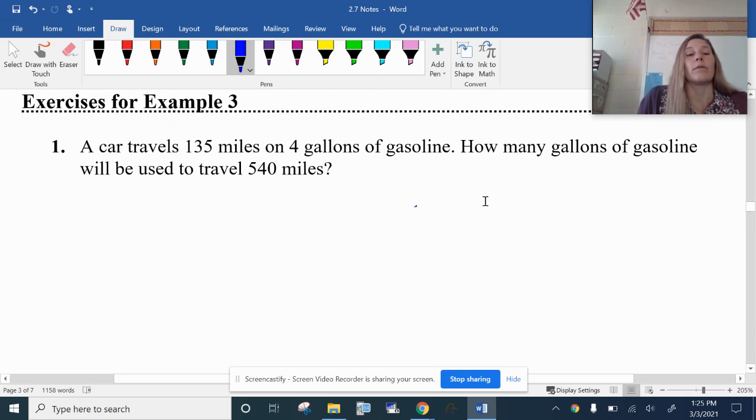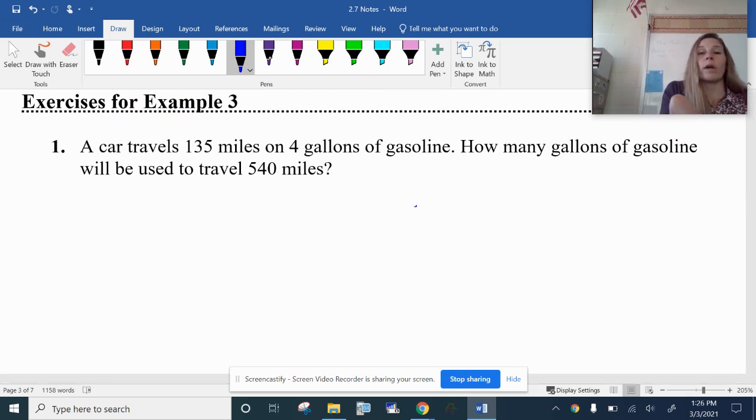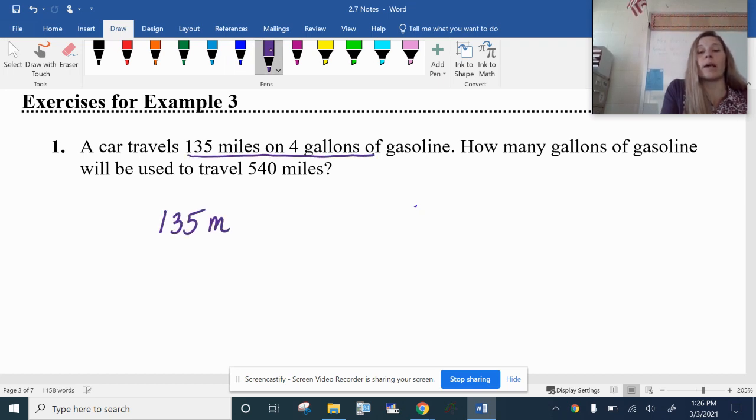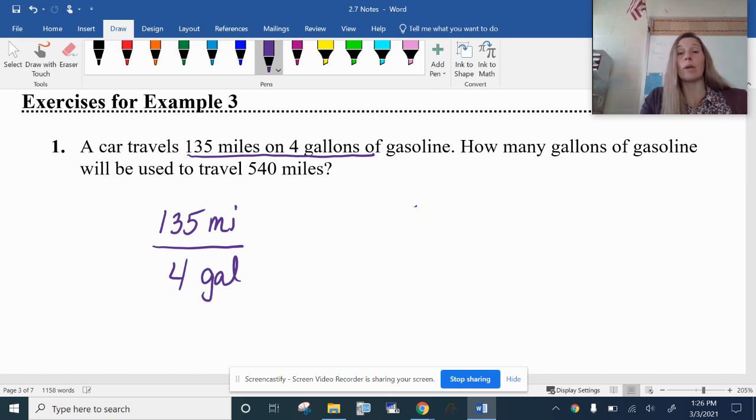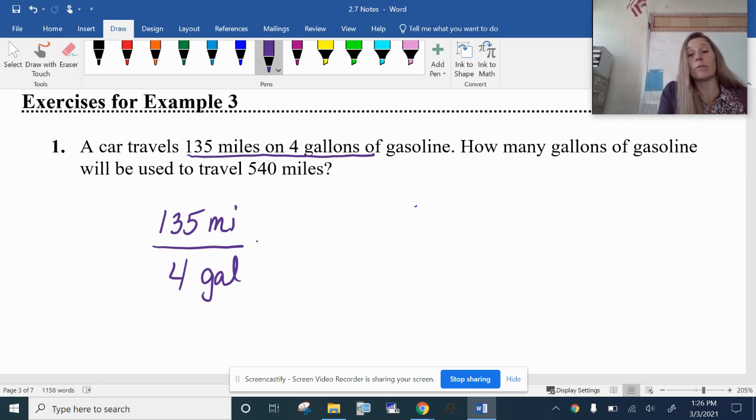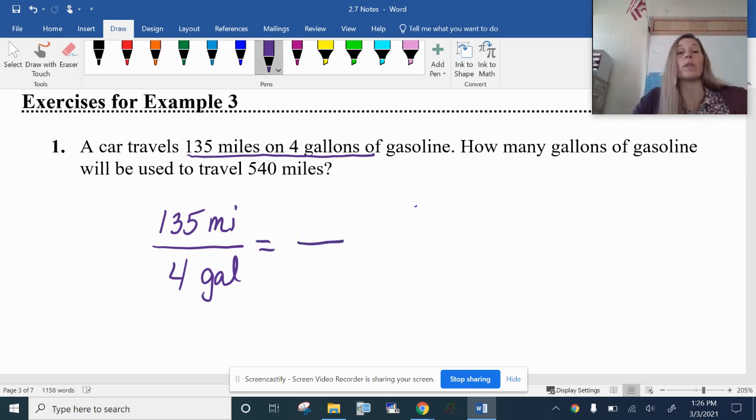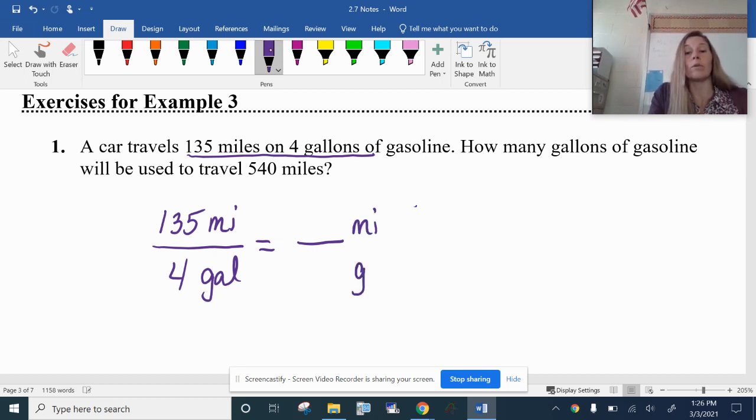All right, so here's another example. A car travels 135 miles on 4 gallons of gas. So that's my first ratio. I'm just going to set it up exactly as it's written. 135 miles, 4 gallons. If you wrote 4 gallons on top and 135 miles on the bottom, it doesn't really matter as long as you stay consistent with the other side. So because my miles are on top and gallons are on the bottom, I'm going to have to use the same units on the top and the bottom on the right side.